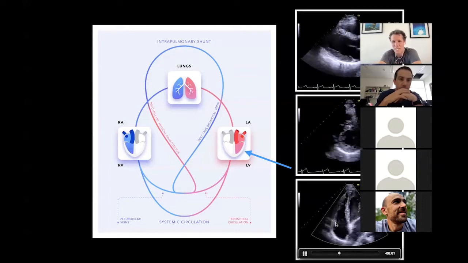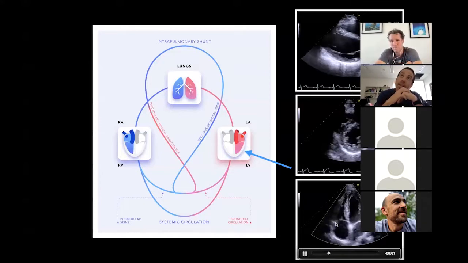Very nice. And just give me the measures if you have normal to abnormal for each of those. Fractional area change? Greater than 35% is normal. Nice. TAPSE? TAPSE greater than 18 is normal.